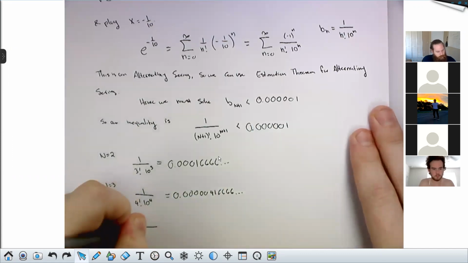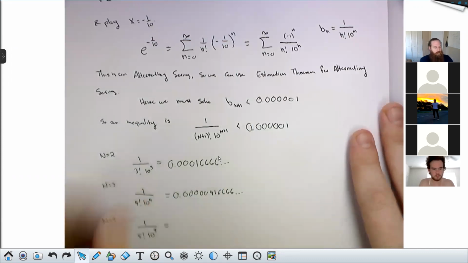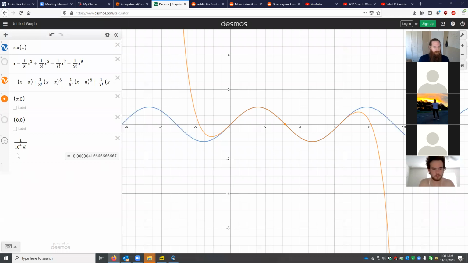And that's going to be 1 over 5 factorial times 10 to the 5. And this will certainly be small enough. Let's see what we actually get just for fun. Yeah, 8.3 times 10 to the negative 8. That's 0.00000008, let's see, 1, 2, 3, 4, 5, 6, 7, 8. So this would be 8, 3, 3, 3, and so on.